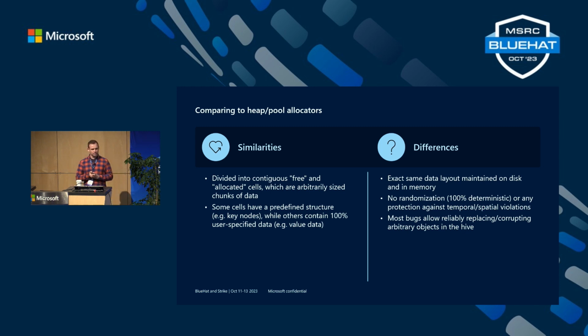So first of all, normally when you think about an allocator, it only operates on memory. And in this case, the same data layout is basically maintained all the time, both on disk and in memory. So related to that is the fact that there is no randomization. Everything is 100% deterministic, which is of course great for exploitation, and there are no protections against temporal or spatial violations, which is to say buffer overflows or use after frees. And further, most bugs which allow you to perform some kind of corruption in the registry hive can be in some way transformed into a primitive where you can reliably replace or corrupt an arbitrary object in the hive.